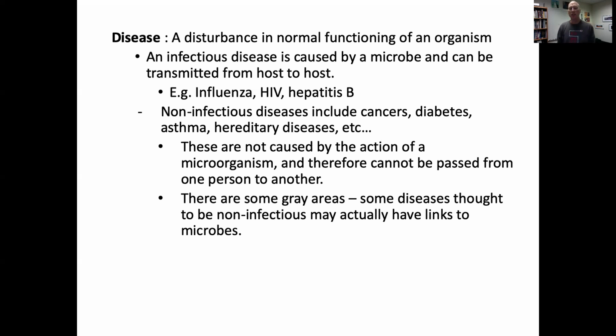So this would be something like cancer, which is due to genetic mutations. It could be diabetes, which has to do with physiological damage to particular organs in the body that have long-term consequences, or asthma, things like allergic reactions, hereditary diseases, again, that have a genetic basis, right? So these are not caused by the action of a microorganism, and therefore one person cannot infect another one with this disease. Now, there are some gray areas.